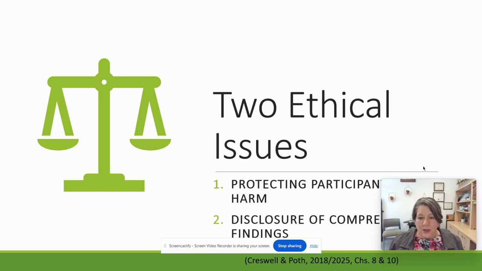So, in our second type of ethical issue, you want to make sure that you are disclosing comprehensive findings. So, this means that when your study is all said and done, you are providing full information on what you found, full disclosure. So, even if you found things that you didn't like, if you didn't think you proved your hypothesis in some sorts of research, you want to be clear about that.